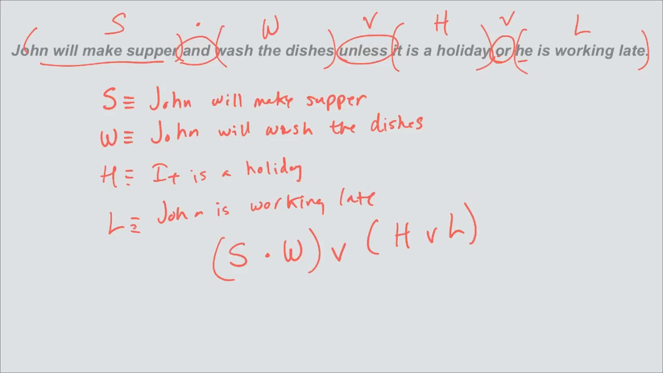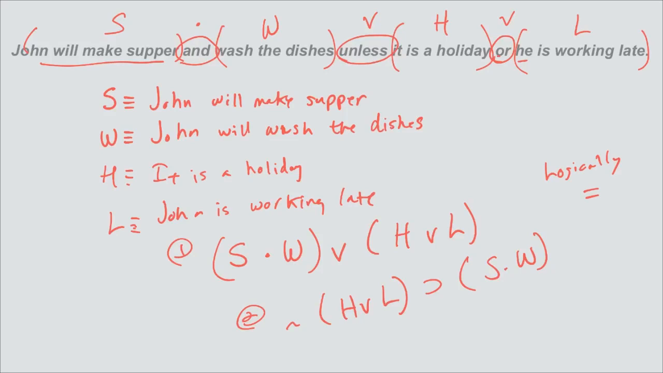this particular statement. Now, if you wanted to use the other version of unless, then you would say it's not the case. If it's not the case that it's a holiday or John is working late, then what does he do? He makes supper and he washes the dishes. So there's version 1 and version 2. Both of them, because these are logically equivalent, right? Both of these statements, it doesn't matter which one you actually use when you do your translation. So there you go. You've got a nice, easy breakdown.